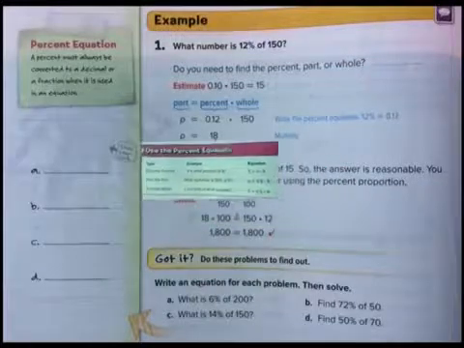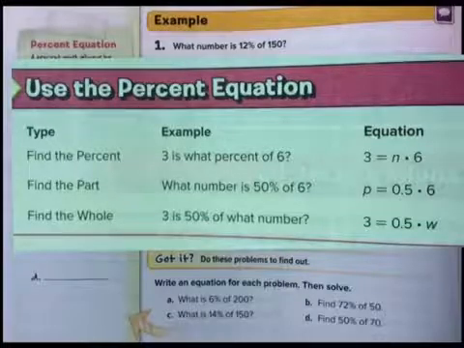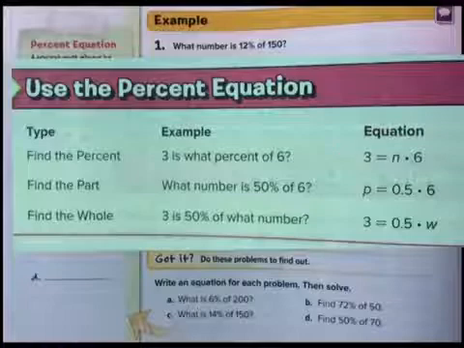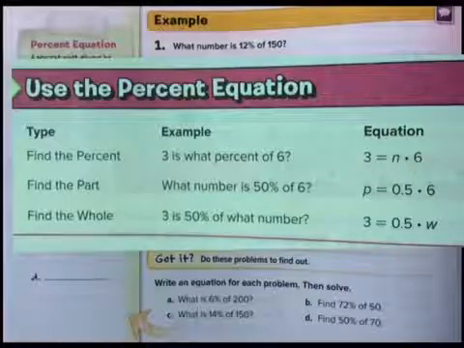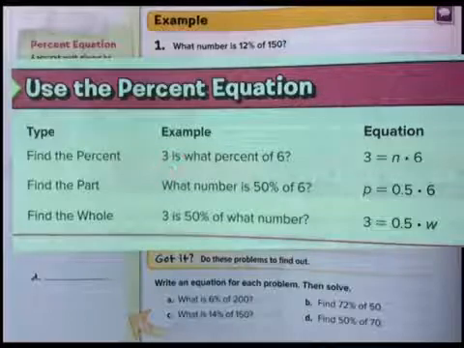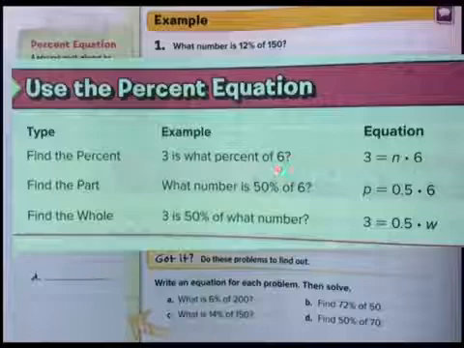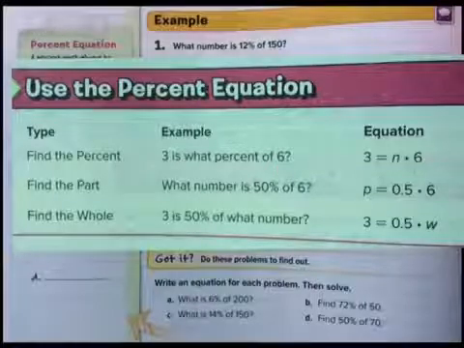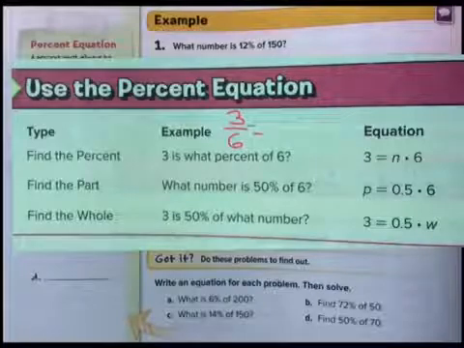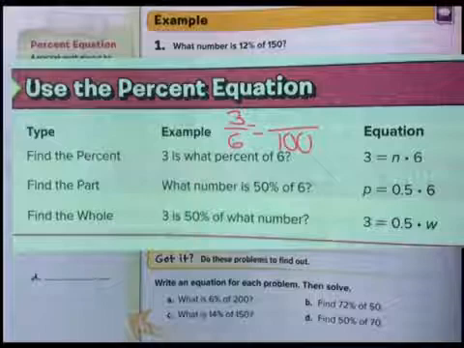So let's look at the top of the page and let's explore this part right here. We have to get familiar when we make these equivalent fractions or when we use the equation to know where we're going to put the part, the decimal, and the whole, or the percent, sorry. 3 is what percent of 6? So here when they're saying 3 is what percent of 6, they're saying 3 of 6 is what out of 100? What percent?